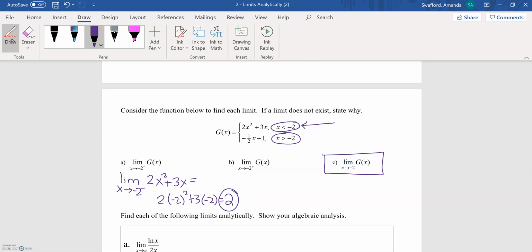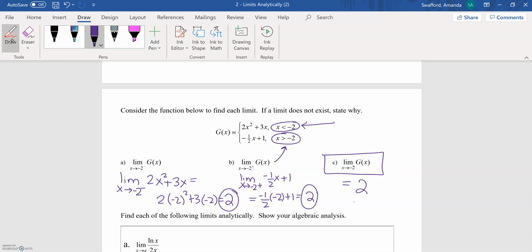Okay, now -2 from the right will be all values greater than -2, so we're going to use the piece on the bottom. I'm going to directly substitute -2. That's going to be -1/2 times -2 plus 1, and that's also going to give me 2. Well, since the left-hand limit and the right-hand limit are the same, then I'm safe to say that the answer to part C is 2.